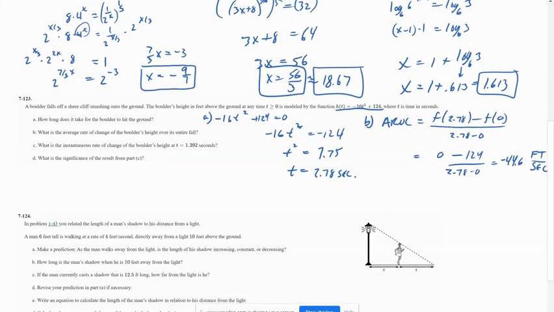Part C, what is the instantaneous rate of change of the boulder's height at t equals 1.392 seconds? So instantaneous rate of change is going to be the limit as h approaches 0 of the height at 1.392 plus h. It's unfortunate that we used the same letter there. I'm going to just call this f, and we'll say that this height function is f of t. So we have f of 1.392 plus h minus f of 1.392 over h. That's using our instantaneous rate of change limit.